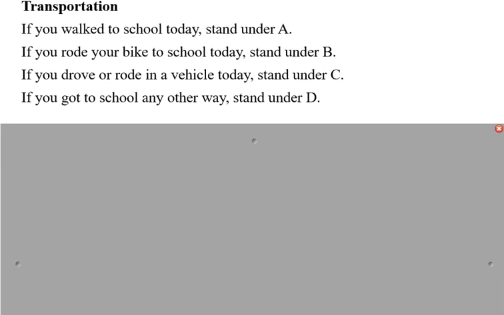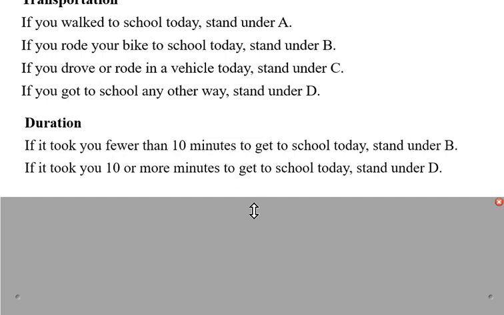We'd play the game a few more times. So the second round would look like this. I'm going to cut it down to just two corners, corner B and corner D. And instead of asking you how you got to school, I'm going to ask how long it took you. So I would say if it took you less than 10 minutes to get to school today, you would go to corner B. If it took you 10 or more minutes to get to school today, I'd say go to corner D. So again, in your mind, think which corner you would go to. You'd look around, and I'd say, okay, go back to your seats.